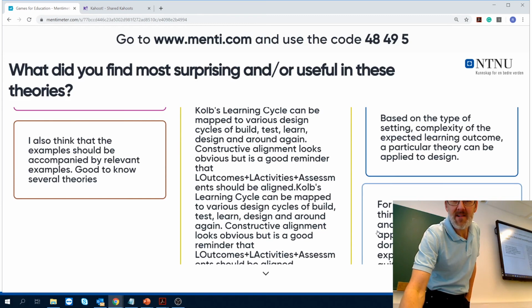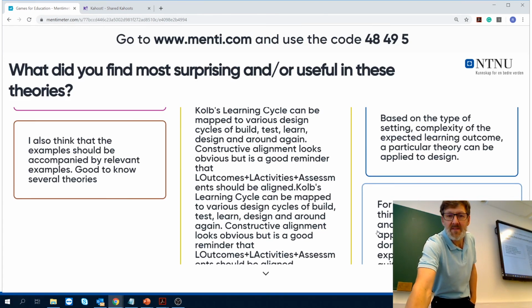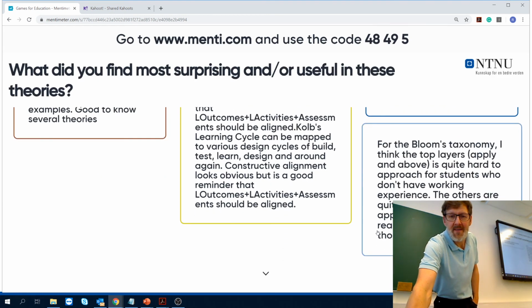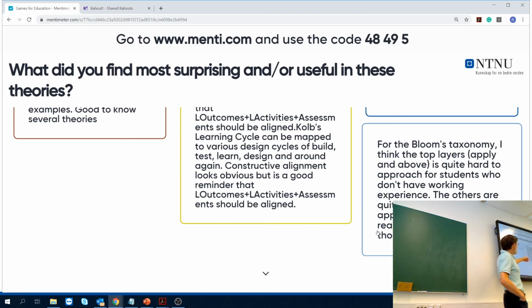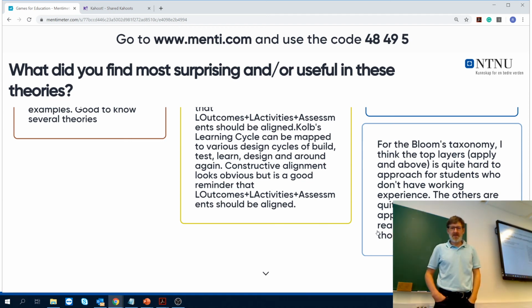Cobb's learning cycle can be mapped to various design cycles. Yes, constructive alignment. Good reminder. And not all, I mean, we are human beings, so we are not always good at doing this in practice in all cases. So it's good to be reminded about that.